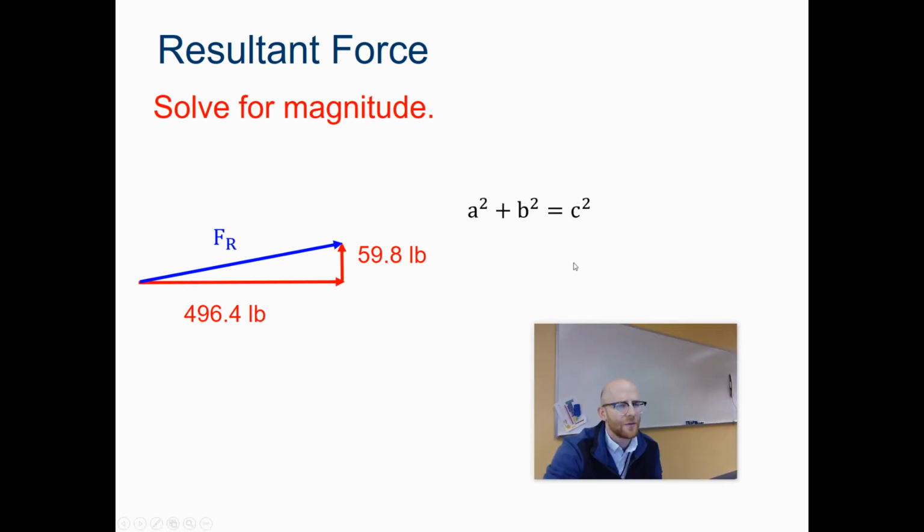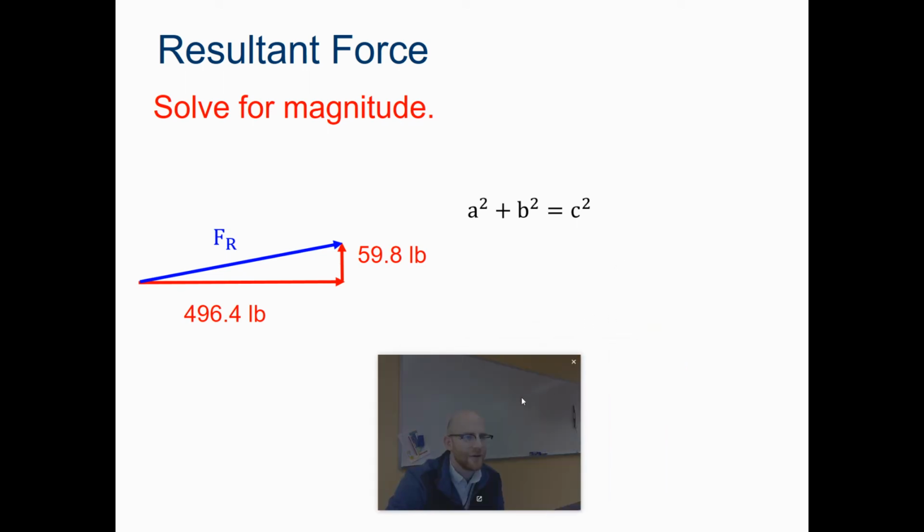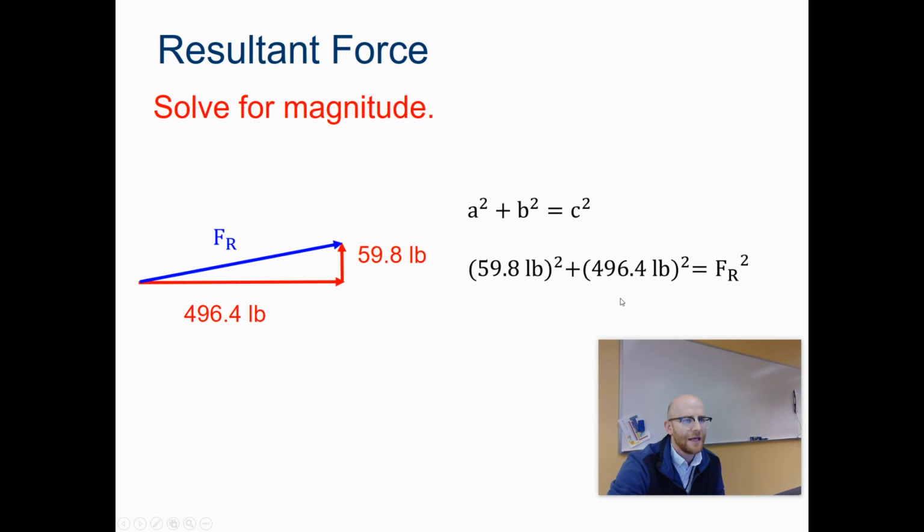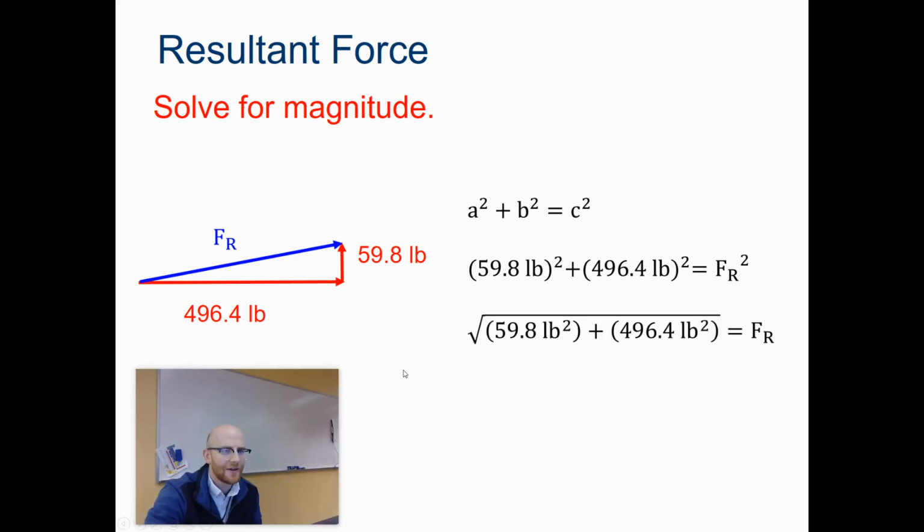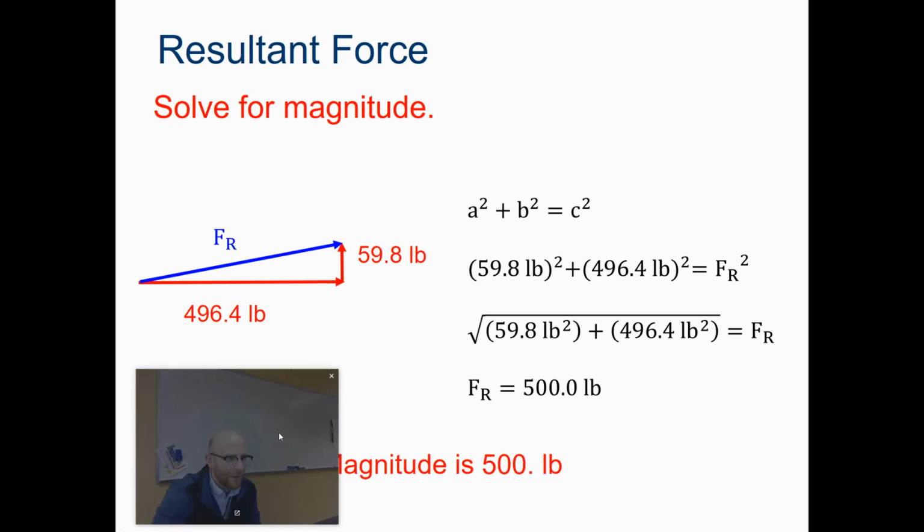Oh, I bet this is where maybe Pythagorean theorem comes in. So we're going to say, hey, a squared plus b squared equals c squared here. And as a result, you can take the square root of your answer and get the force. And so we have a 500-pound resultant force. After doing that, magnitude is 500 pounds.